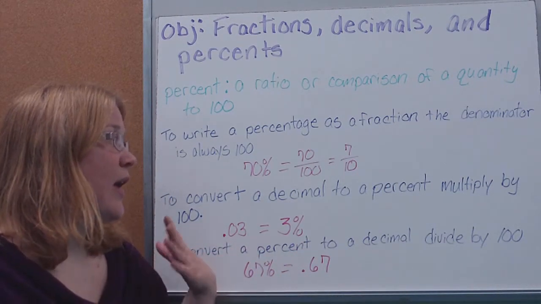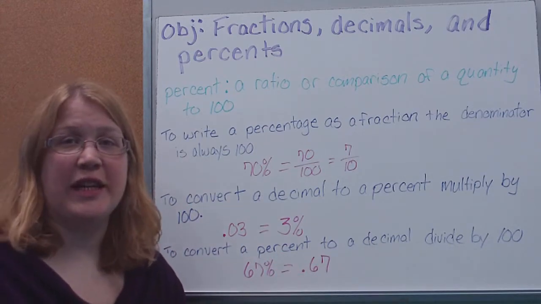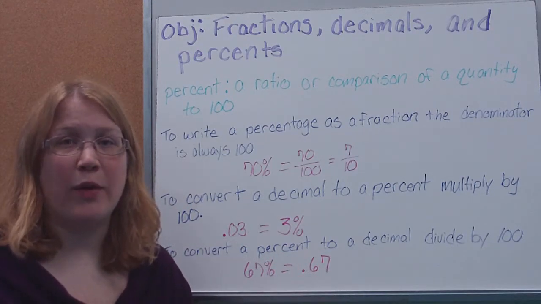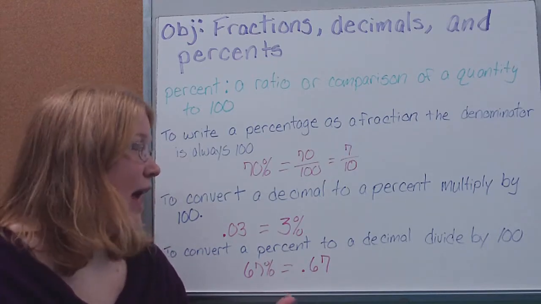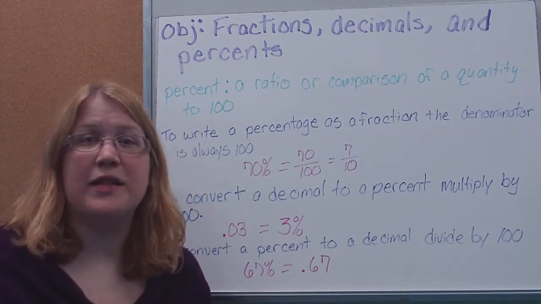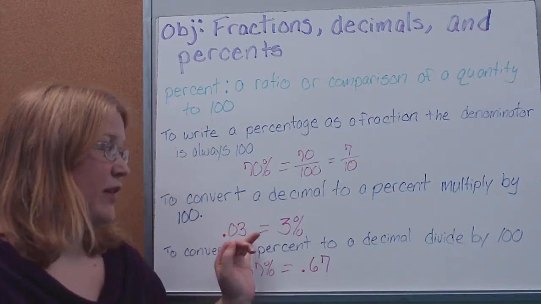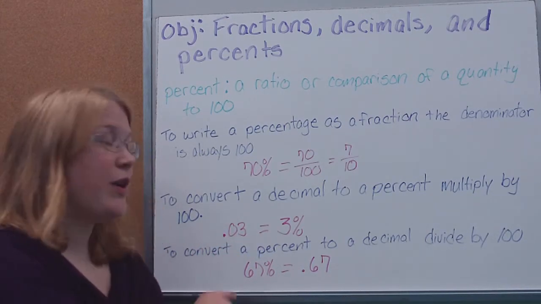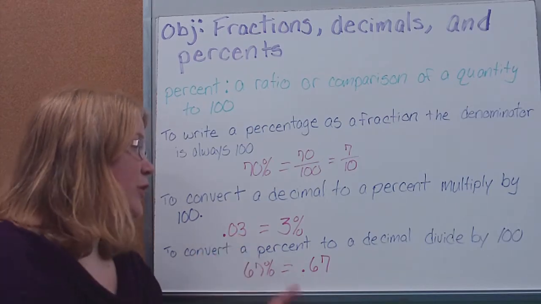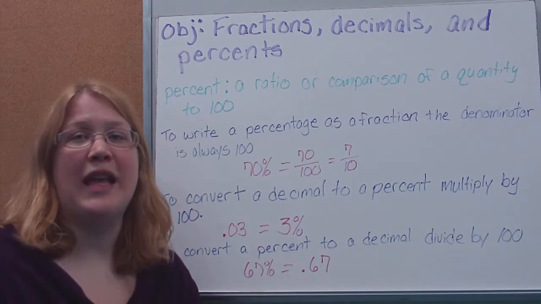Now, if we're converting a decimal to a percentage, it's nice and easy. All we have to do is multiply by 100. And what that means is that our decimal moves 2 spots to the right. So if I have a decimal like 3/100, 0.03, if I multiply that by 100, basically what I'm saying is I move my decimal twice, and I'm going to wind up with 3%.